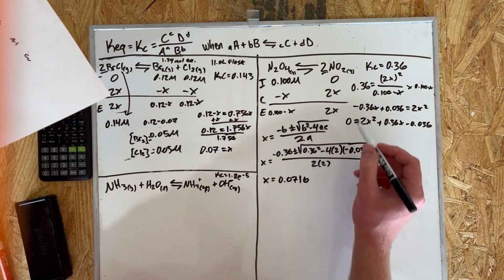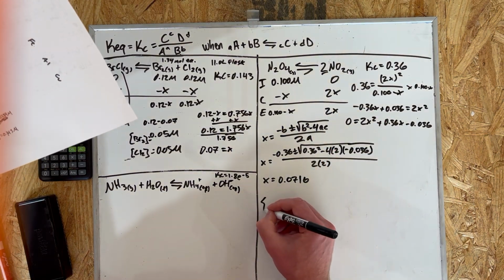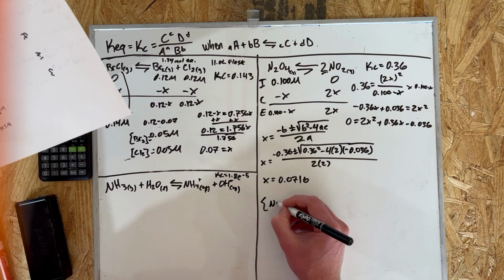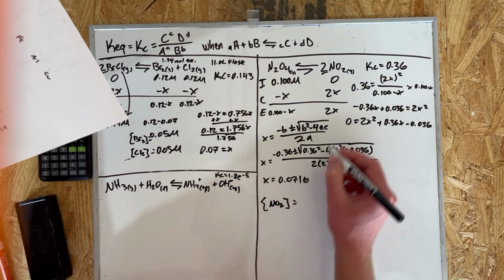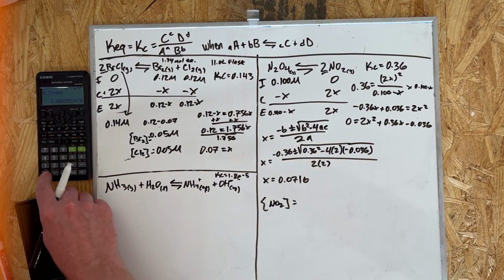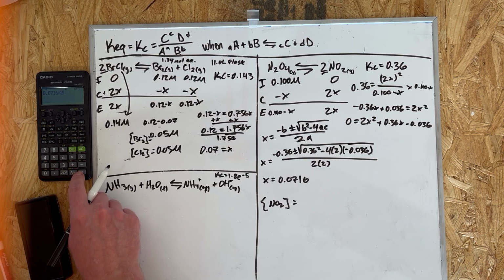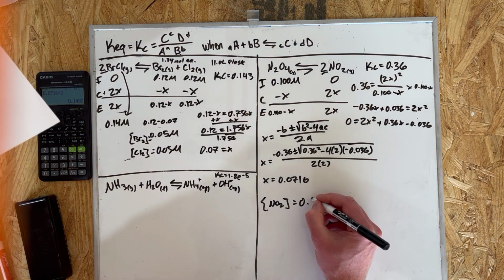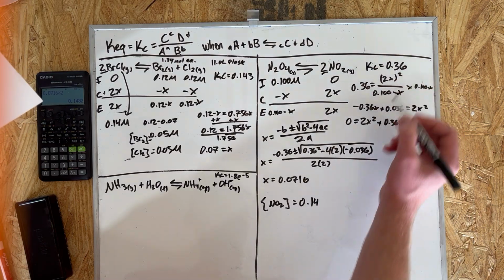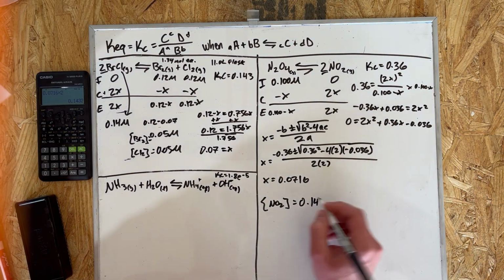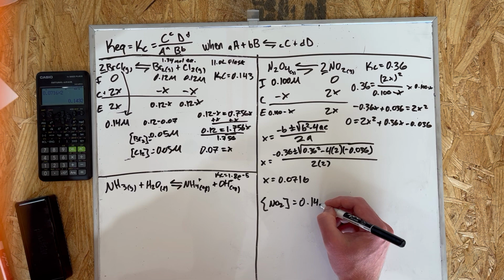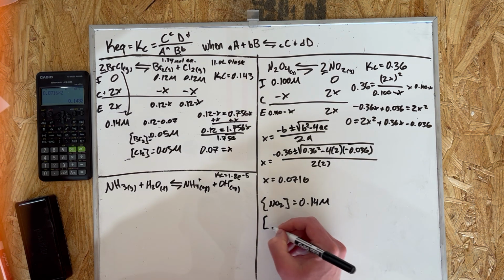All over 2a. So that all ends up coming out to equal x equals 0.0716. So then we can go back up here. So the concentration of our NO2 gas is going to be 2 times x. So we'll go 0.0716 times 2 equals 0.143, and we have 2 sig figs here, so we'll just say 0.14 molar.